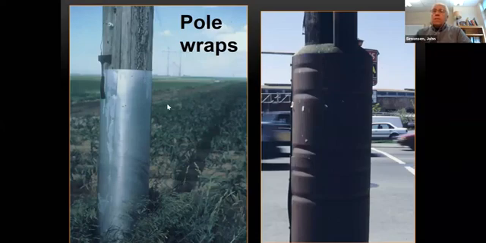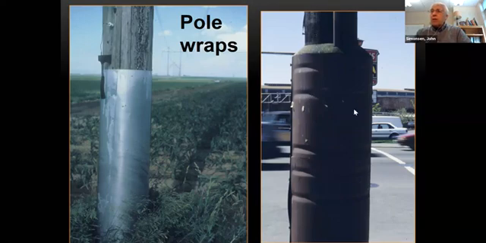So these are various kinds of wraps. Here you see a wrap with metal, and it's quite far above ground, and this is a utility pole. Here's another utility pole. And this one is actually called a bandage. You see that the diameter of the bandage, or the wrap, is larger than the diameter of the pole.